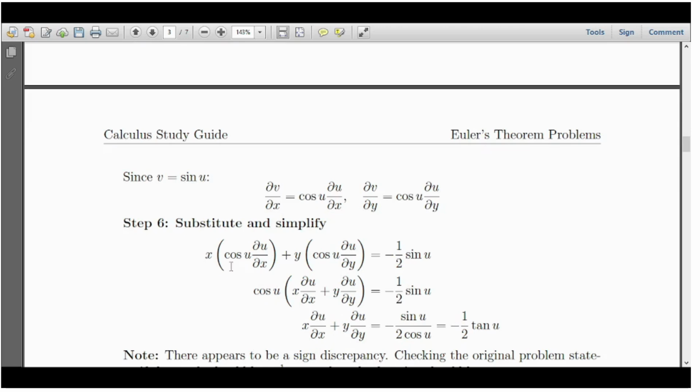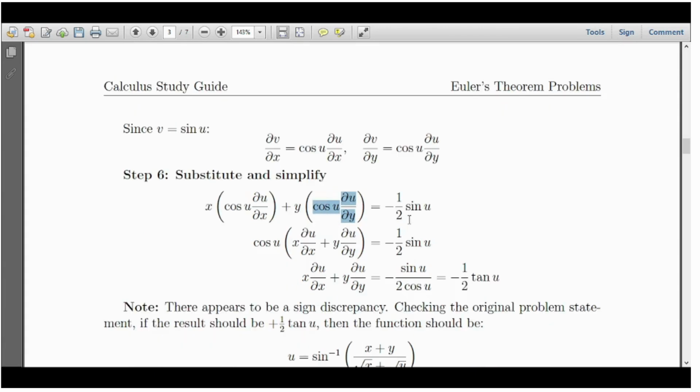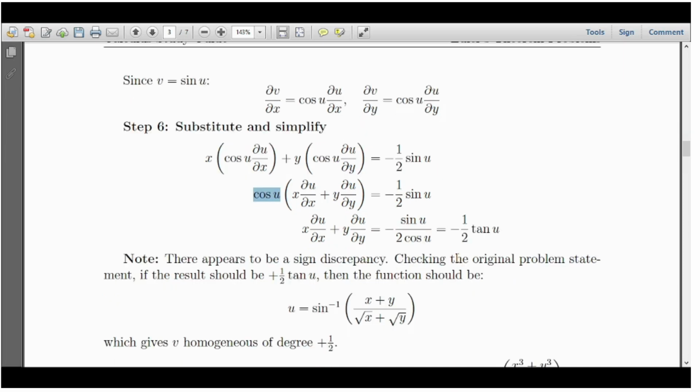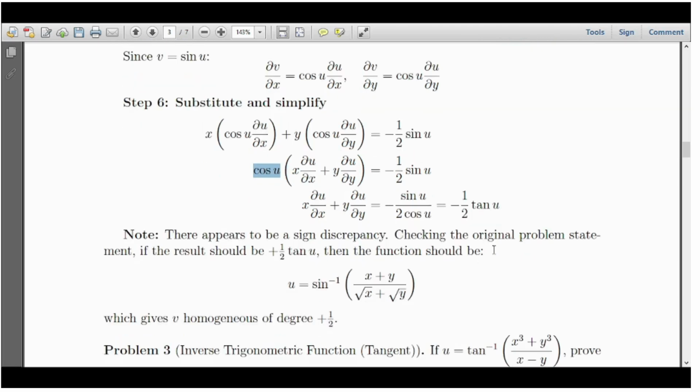So x ∂v/∂x is cos u ∂v/∂x from here, plus y ∂v/∂y is cos u ∂v/∂y equal to minus 1/2. V is sin u. Taking cos u common, this is equal to minus 1/2 sin u. This is x ∂u/∂x plus y ∂u/∂y equal to, if cos u goes to the right hand side, this becomes 1/cos u. So minus 1/2 sin u by cos u, tan u. So minus 1/2 tan u.